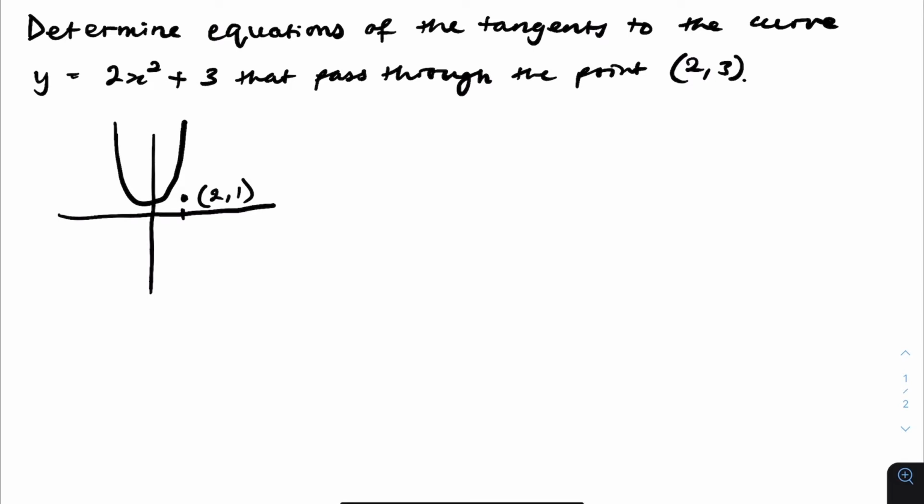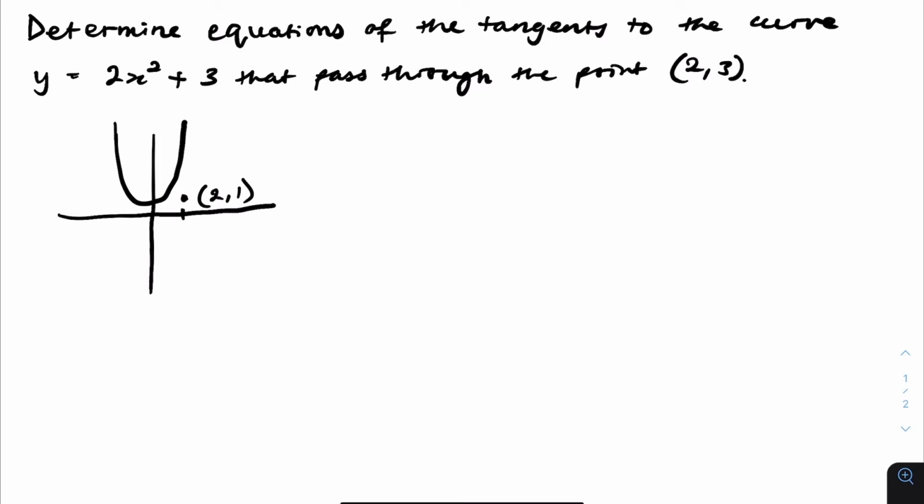we know that (2, 1) is not on the curve x squared plus 1, because when we substitute 2 into x, that gives us 2 squared, which is 4, plus 1, which is 5. So the point is 4 units above where it is on the curve. We can say that this is an external point because it does not lie on the curve. It's asking us to find the tangents that pass through that point but connect with the curve.